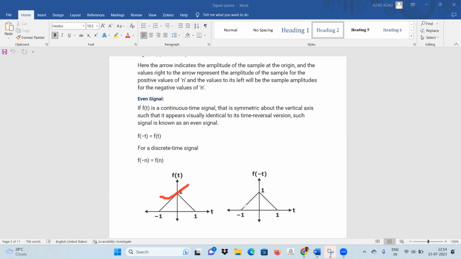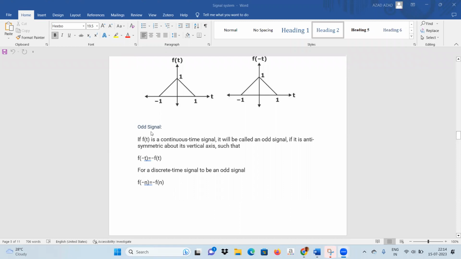Consider this example. This is f(t) and this is f(-t). Both functions are the same, because this graph and this graph are the same. After putting minus in t, this part is replaced by this part, and both are the same. That's why there is no change in the signal after putting minus with t.